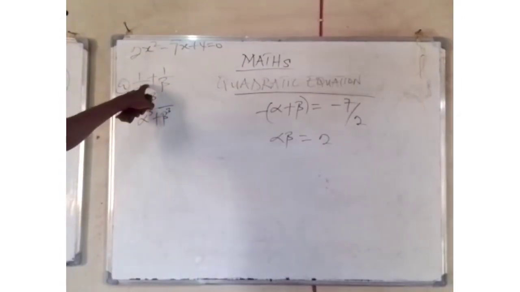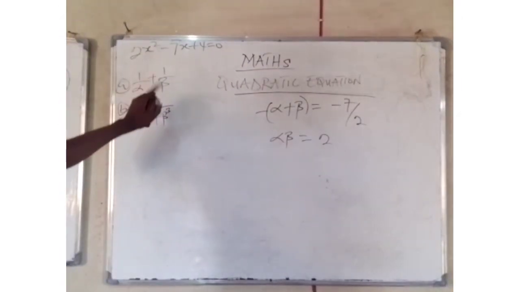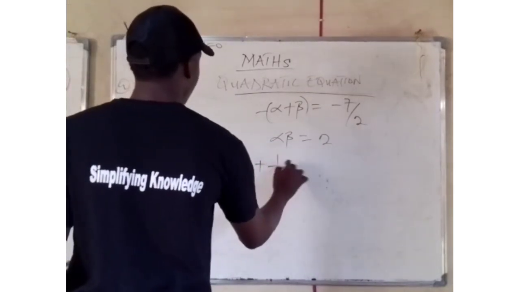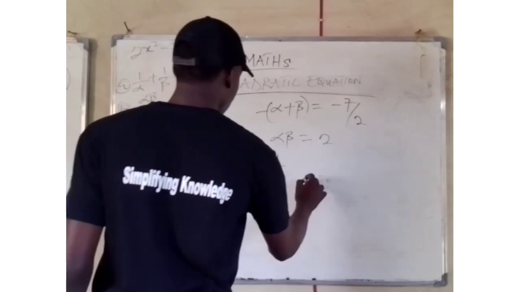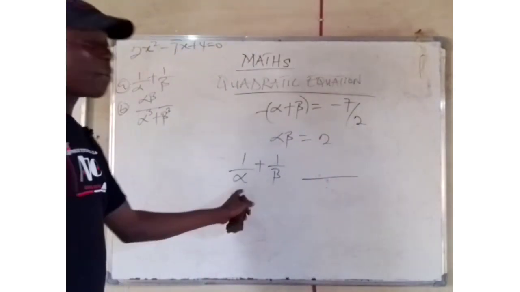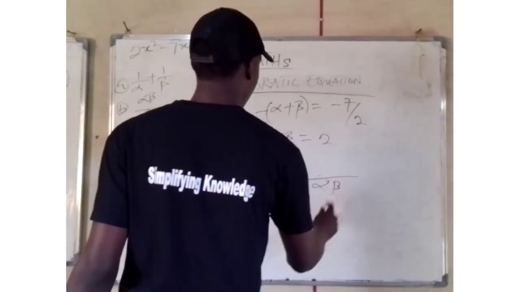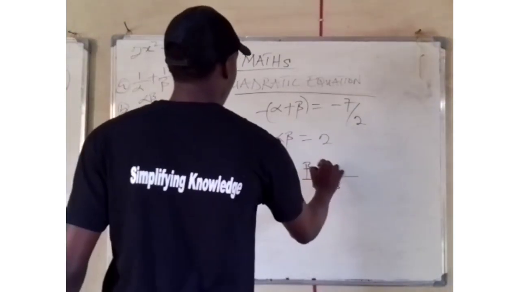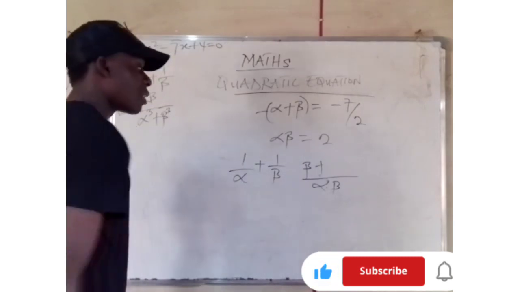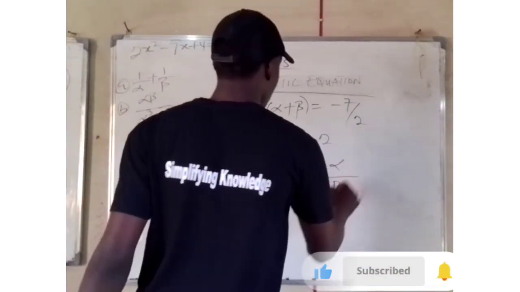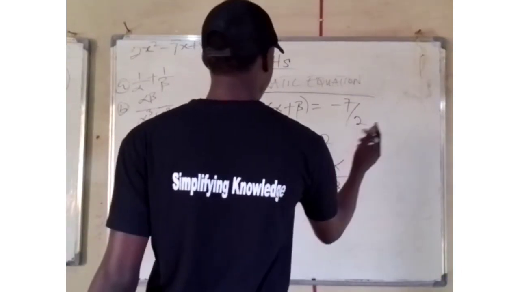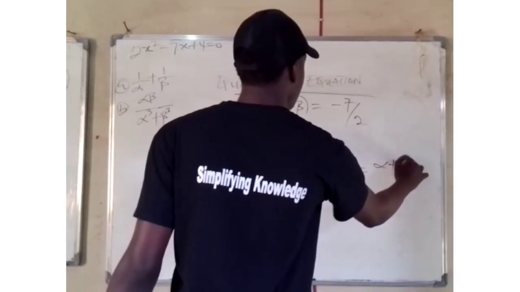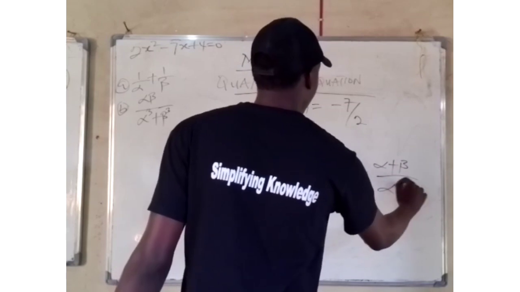Okay, so the first question says A equals 1 over alpha plus 1 over beta. So let's solve that. 1 over alpha plus 1 over beta. Taking the LCM here is alpha beta, right? So this is alpha beta. Alpha beta divided by alpha is beta. Beta times 1 is beta. Plus alpha beta divided by beta is what? Alpha. Alpha times 1 is alpha. Isn't it? So this is the same thing. Beta plus alpha is the same thing as saying alpha plus beta over alpha beta.